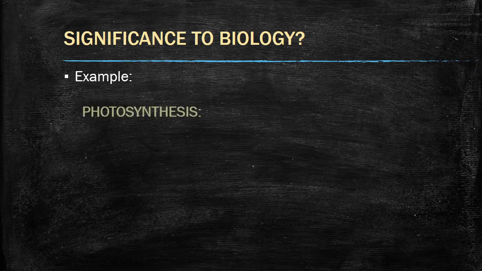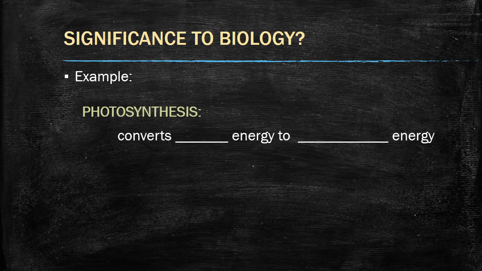So for example, with photosynthesis, this is in plants, obviously not in us, it's going to convert different types of energy. It's going to convert light energy, and where does it get that light from? Well, we know it gets it from the sun, and it's going to convert it into chemical energy. That chemical energy is what it's going to use in order to create its food. We can eat our food, but plants cannot, so they have to take light energy and convert it into chemical energy.